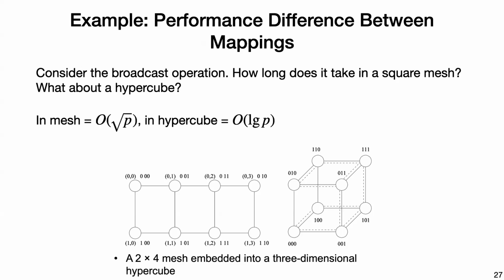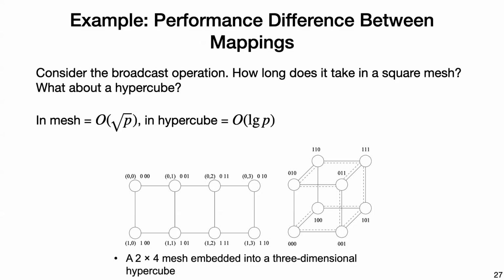So it would take at least square root p, where p is the number of processors in the entire thing, and square root p is the number of processors in the row. That's going to take root p in the mesh, but it's going to take log p in the hypercube.